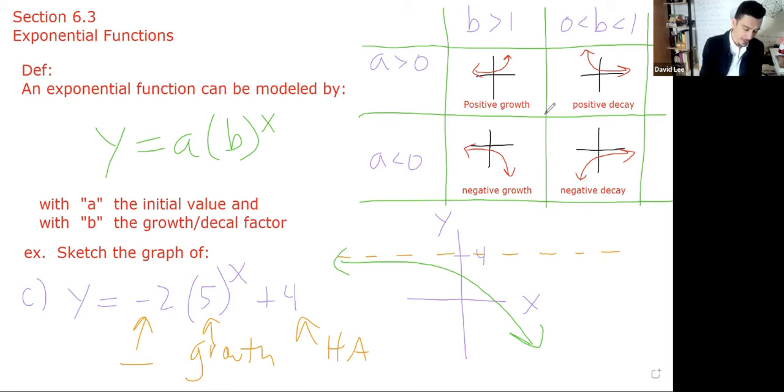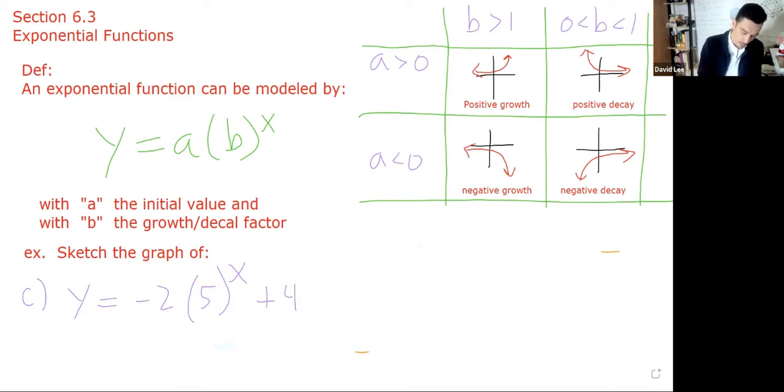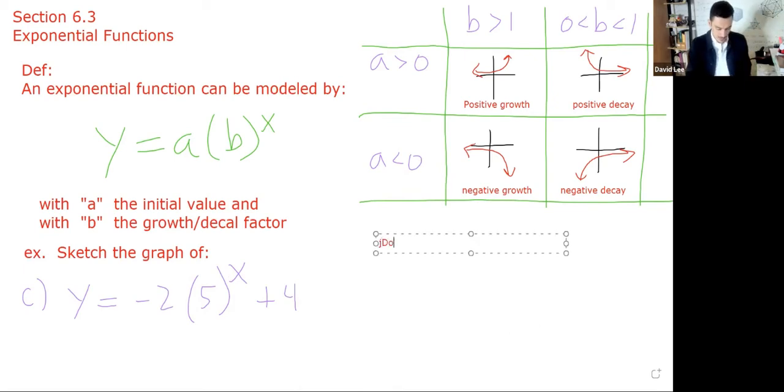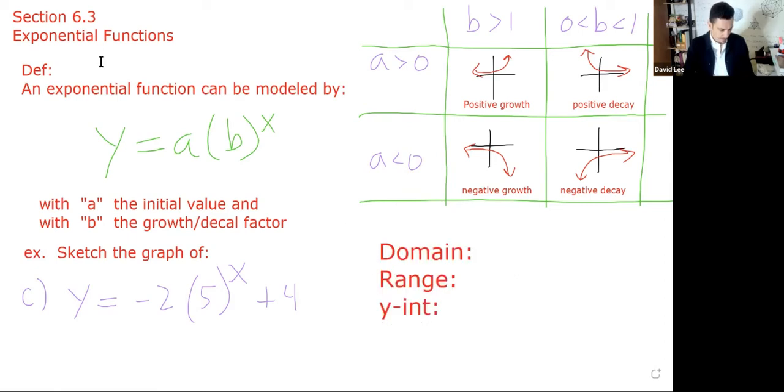Another thing that I want to throw at you before we move on to the last part of this tutorial is how would you find the domain and the range, and maybe let's say the y-intercept. So let me open up a text tool here. Let's go domain, let's go range, and let's go y-intercept. And let's make this text a little bit bigger. There we go, much better. So you guys can copy this down here.